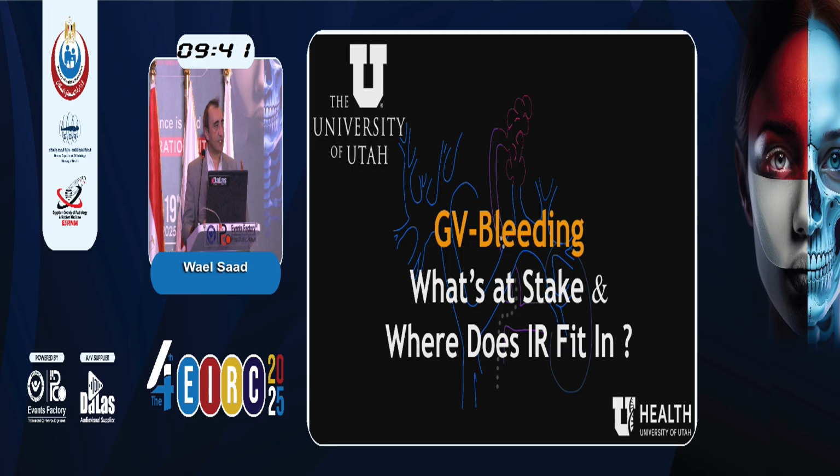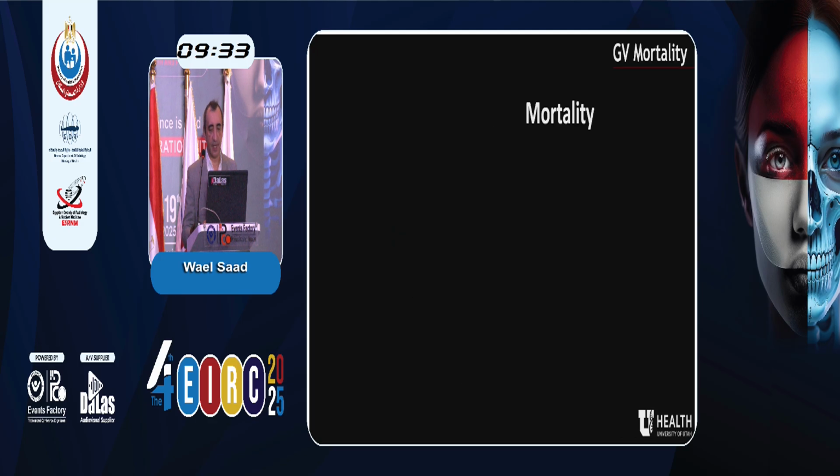So gastric variceal bleeding is very different from esophageal variceal bleeding. It's far less common, but it has a very high mortality along with it. The first-time bleed from a gastric variceal bleed has about 15% mortality. A second bleed is about 30% mortality. And cumulatively, a third bleed is about 45 to 50% mortality.